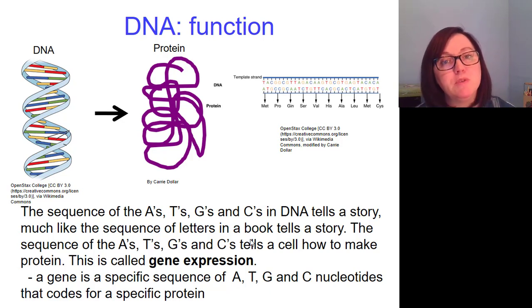A gene is a specific sequence of A's, T's, G's, and C's that codes for a specific protein. For example, let's say the code TACGGCGTTA codes for the hemoglobin protein, but then the code CACTCATCTCG codes for the protein insulin. In reality, these codes are much longer than that, but I'm just trying to give you a simplified example.